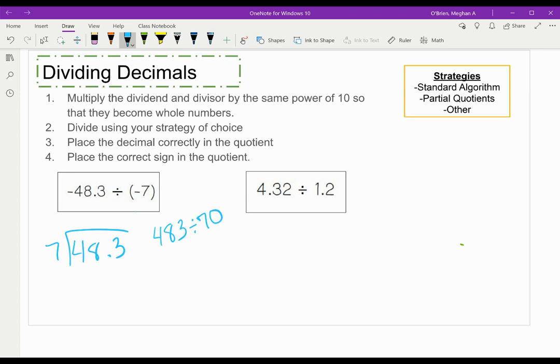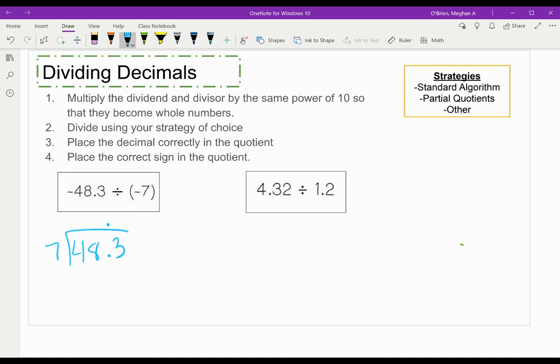But for this case, I'm just going to go ahead and keep it as a decimal in the dividend. So let me get rid of that. But I just want you to know you could do that and solve it that way. If I just kept it like this, I will put the decimal straight up where it is in the dividend into the quotient, and divide like normal.